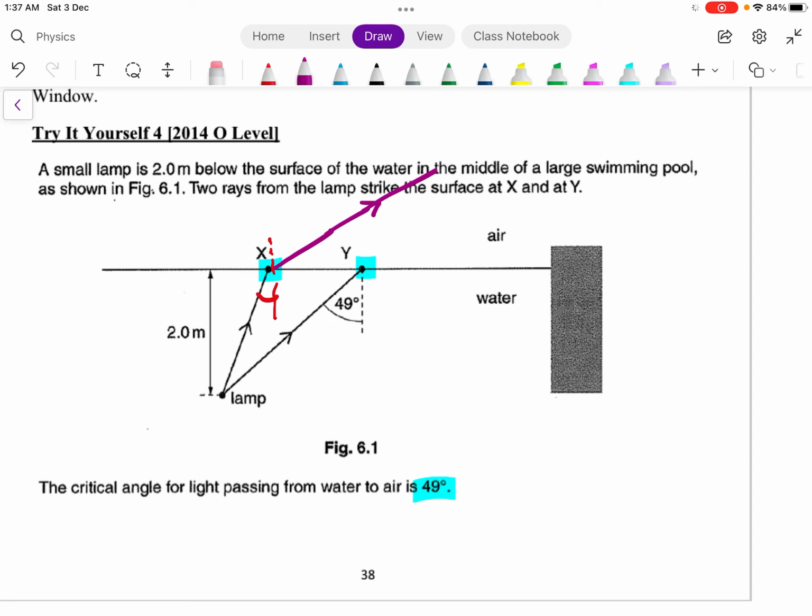The second is the part Y. Okay, at point Y, you are exactly at the 49 degrees, which is the critical angle. So you have to travel along the boundary of the water air surface.